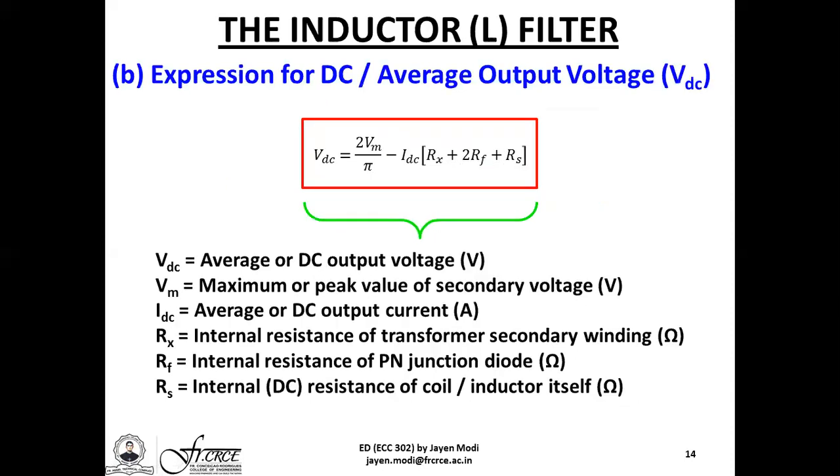The load voltage or the average DC output voltage VDC is given by twice Vm by pi minus IDC times (Rx plus twice RF plus RS), where RS is nothing but the series internal or the DC resistance of the coil or the inductor itself, which will again be very, very small, typically of the order of few ohms.